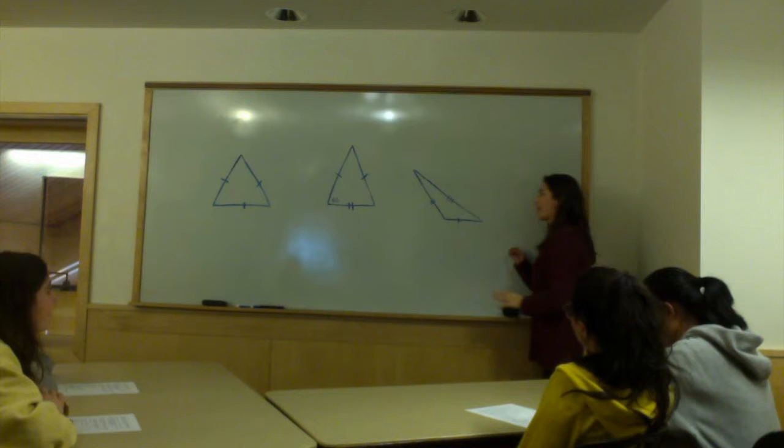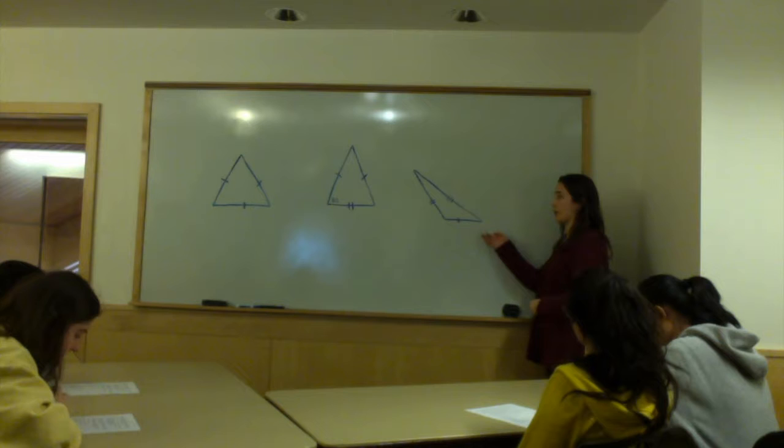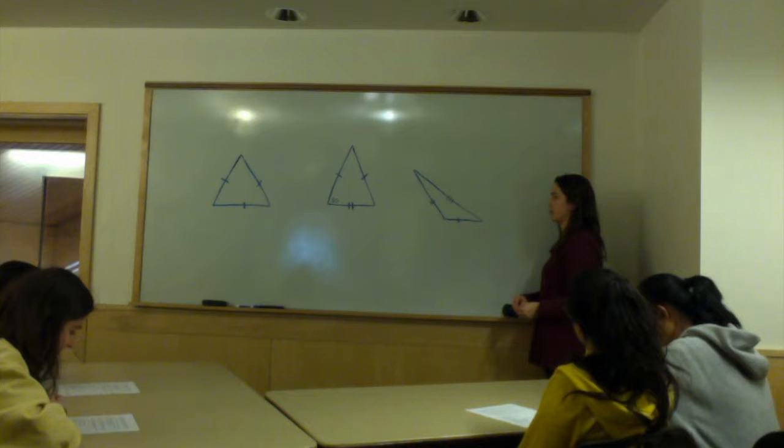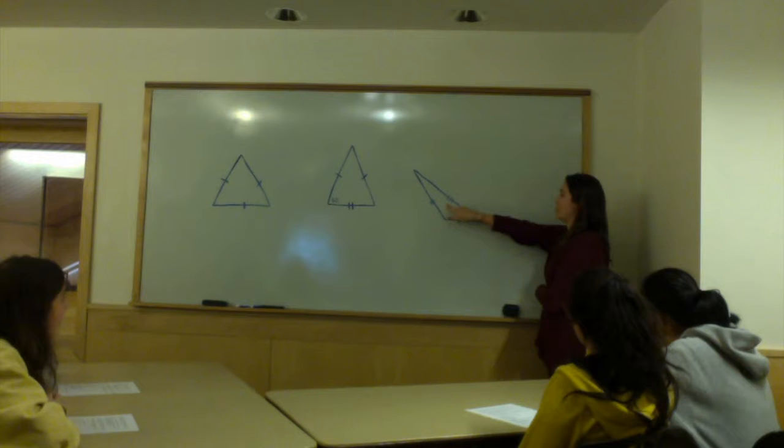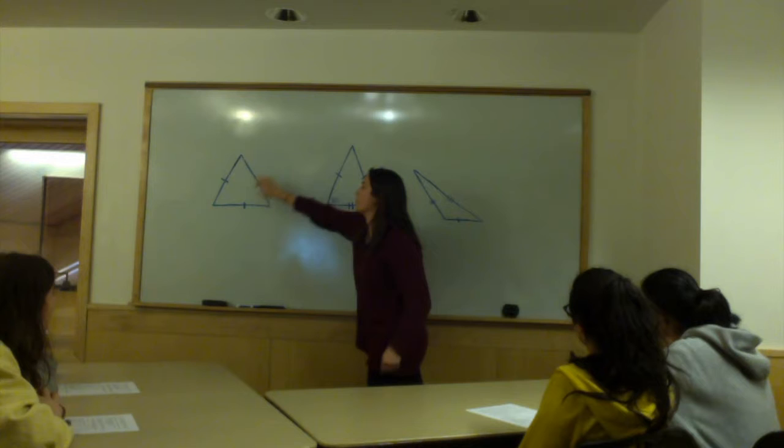Our final triangle is a scalene triangle. This is a triangle that has no equal sides, so each side is a different length. That means all the angles are different measurements too. And you can tell if the lengths are the same by these marks. So you see how this one has two of the same, that means those two are equal. And over here, all three are the same. But over here, all three are different.